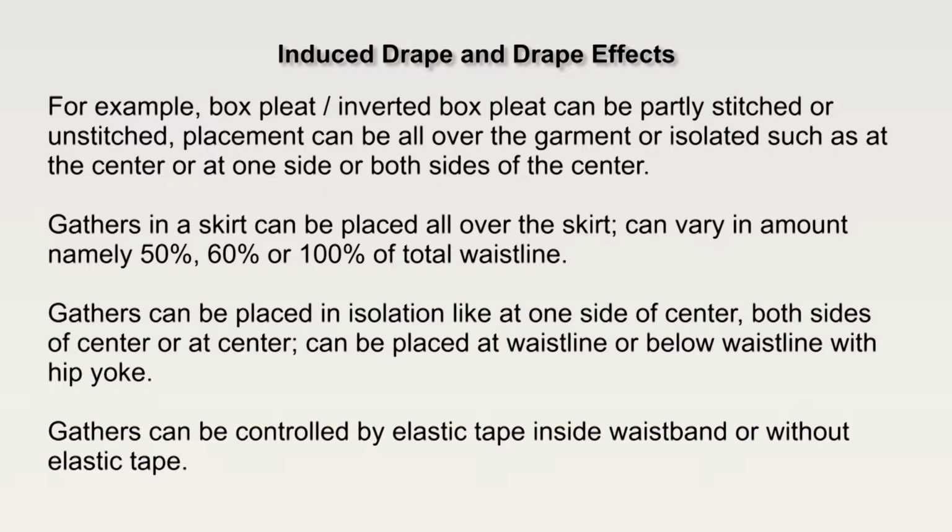For example, a box pleat or inverted box pleat can be partially stitched or unstitched. Placement can be all over the garment or isolated, such as at the center or at one side or both sides of the center.